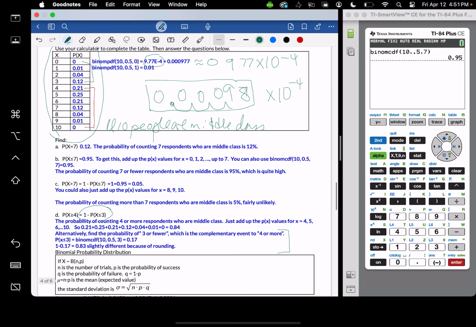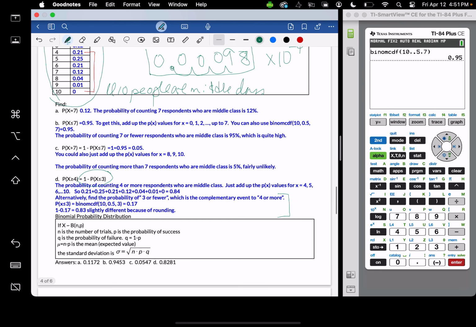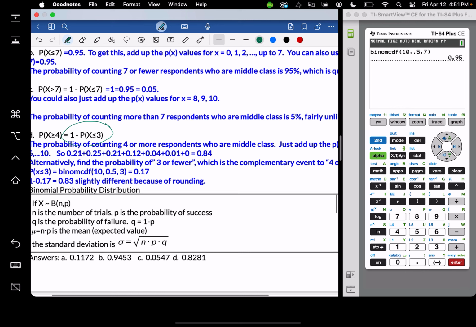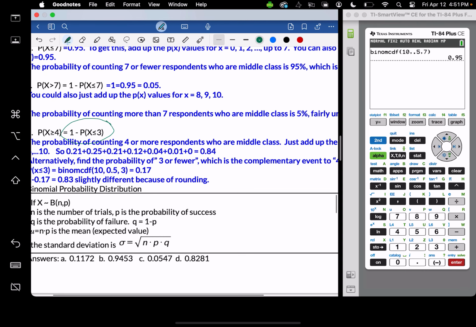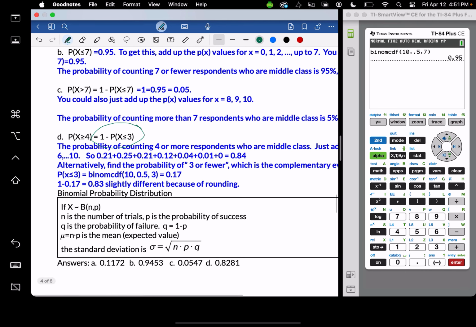So a couple more details. For the binomial probability distribution, x is distributed binomially n comma p. N is the number of trials, p is the probability of success. We didn't really talk about it, but q is the probability of failure. So q is 1 minus p, again it's just 0.5.